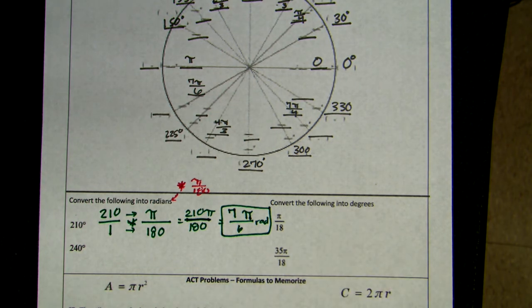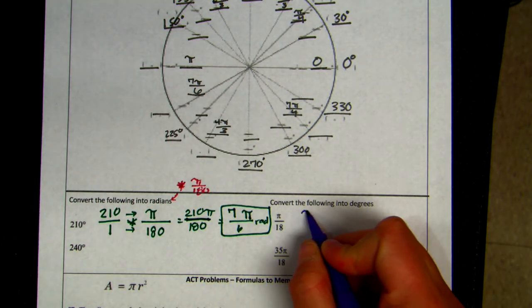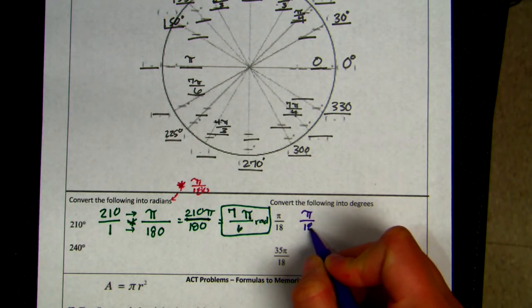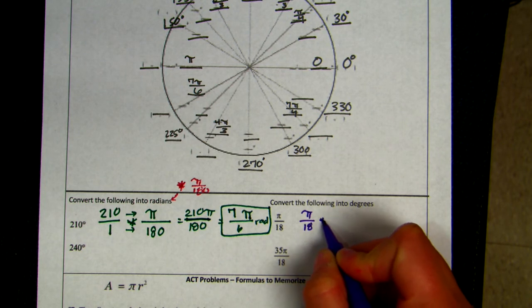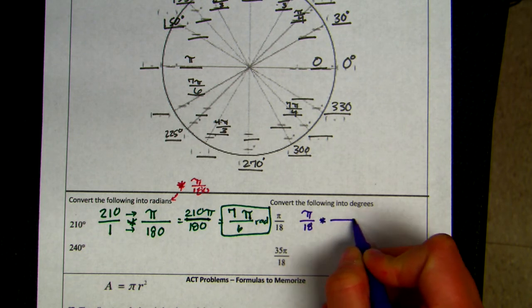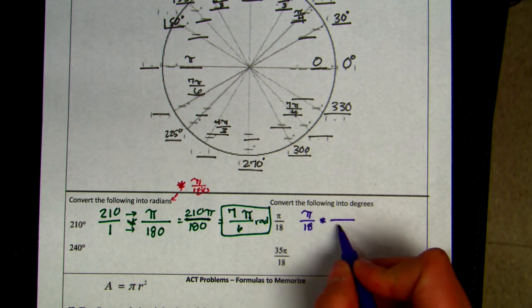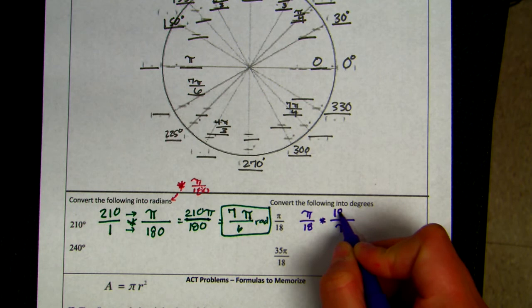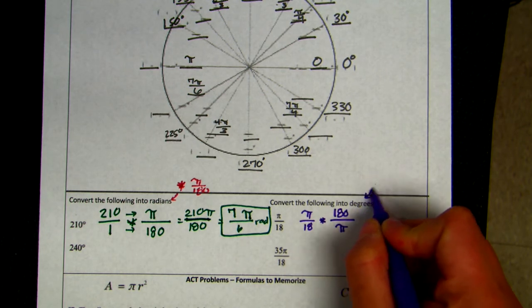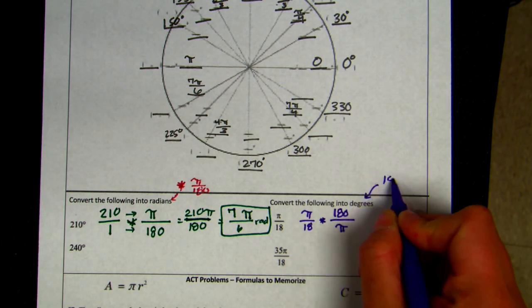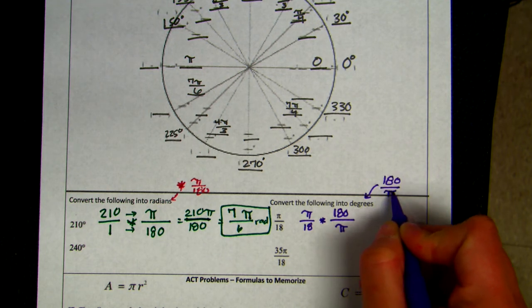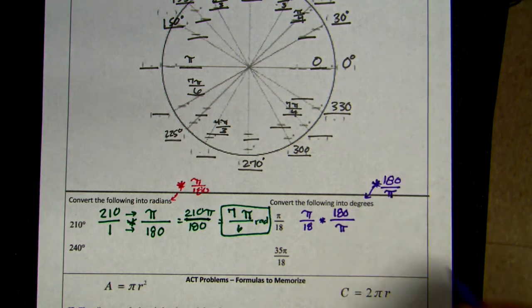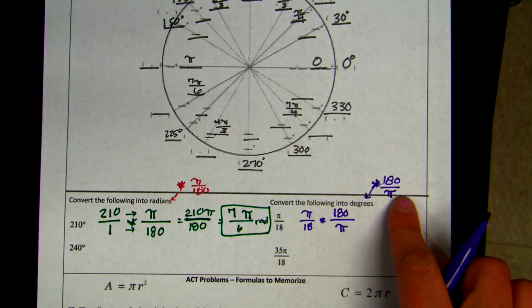Now here, I'm going the other direction. I'm converting radians into degrees. If I'm converting radians into degrees, I'm going to rewrite my fraction here of pi over 18 radians. Now what I'm trying to cancel out is radians. So if I'm trying to cancel out radians, those have to go on the bottom of the second fraction, and 180 goes in the top. So if we're converting to degrees, we're going to be multiplying by 180 over pi. Okay, so same fraction, just flipped.